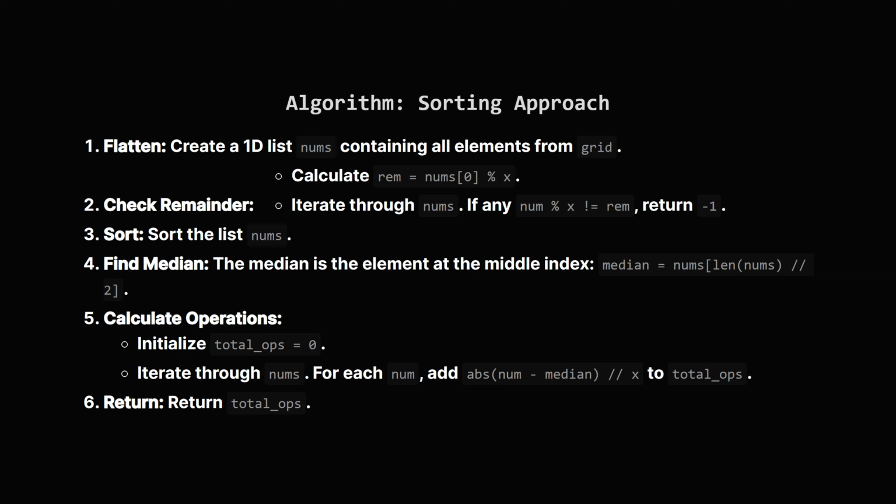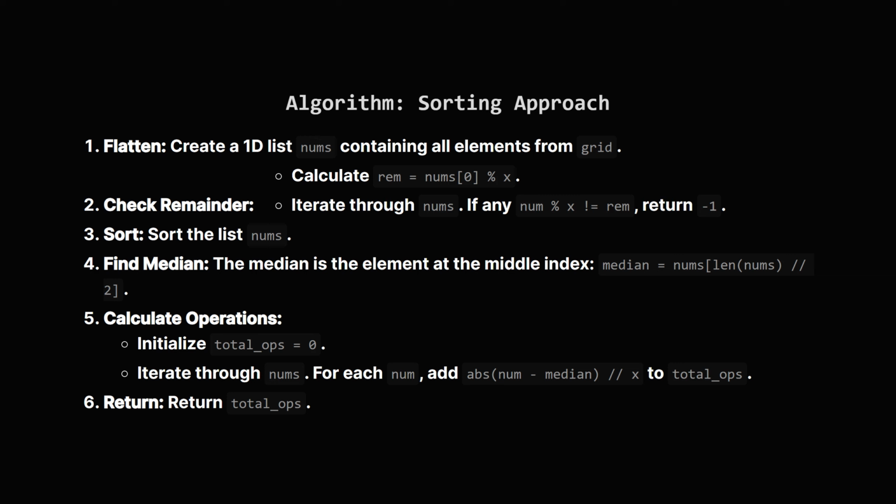Second, we perform the crucial remainder check. Take the first element of nums, nums[0], and calculate its remainder when divided by x. Let's store this in a variable rem. Then, loop through all other elements in nums. If we find any element num such that num modulo x is not equal to rem, we immediately return -1, because it's impossible.